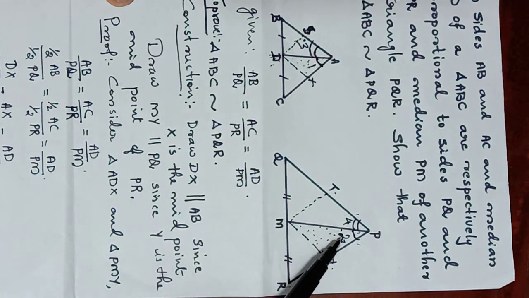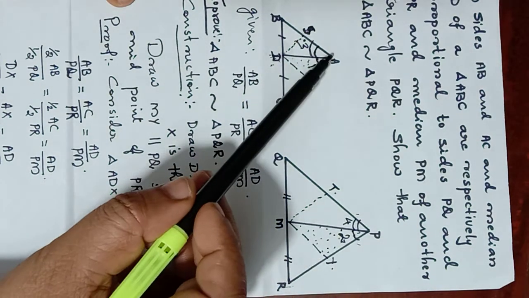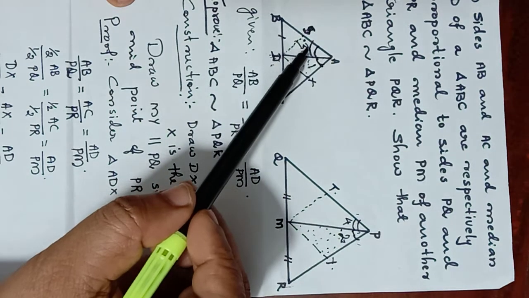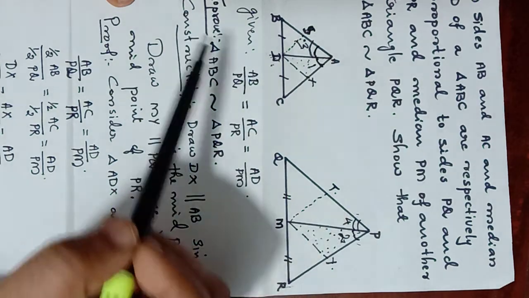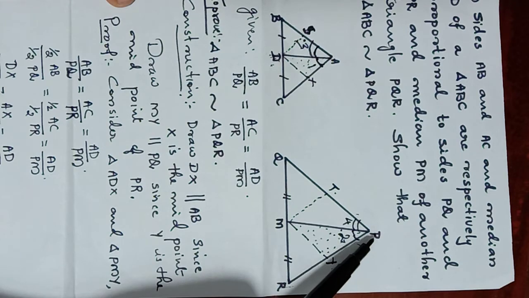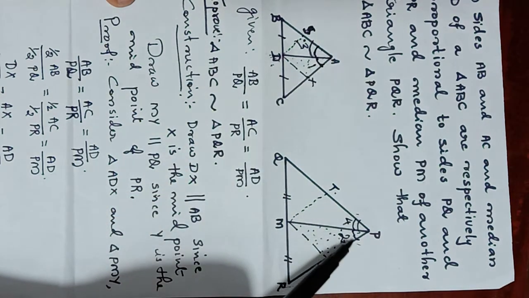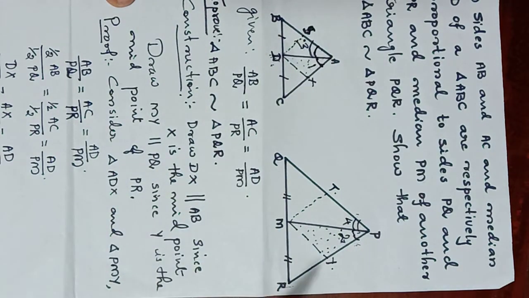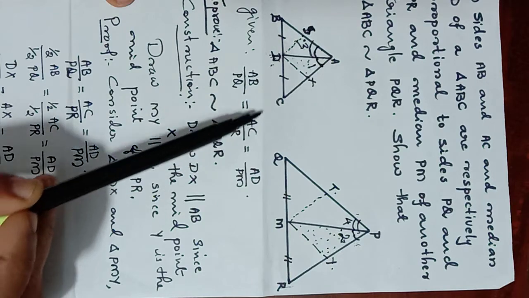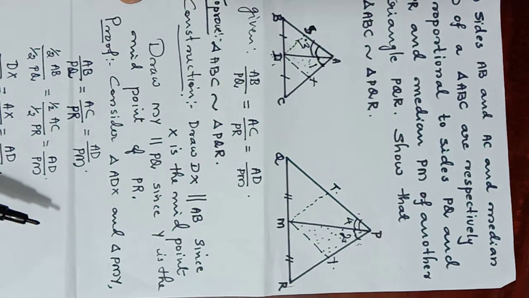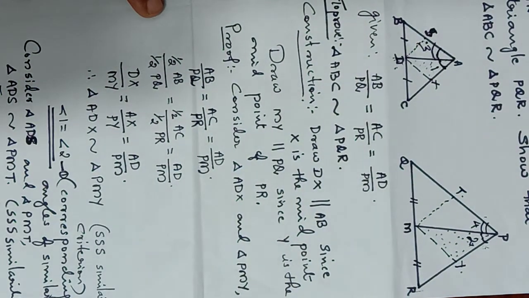Angle 1 is equal to angle 2. Similarly, this part, no need, children, you can just write it as similarly. We can prove triangle ADC similar to triangle PMR. Therefore, angle 3 is equal to angle 4. So adding these two angles, 1 plus 3 is angle A and 2 plus 4 is angle P. So after getting these two angles equal, take the ratio AB by PQ equal to AC by PR, which is already given. So two sides proportionality and included angle comes. Therefore, by SAS similarity criterion, we say that these two triangles are similar.